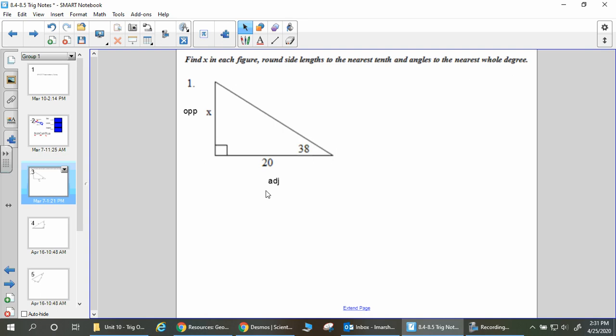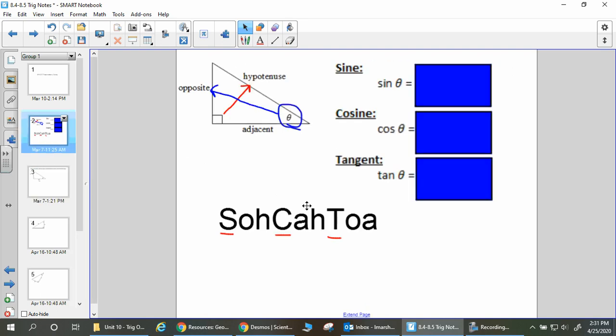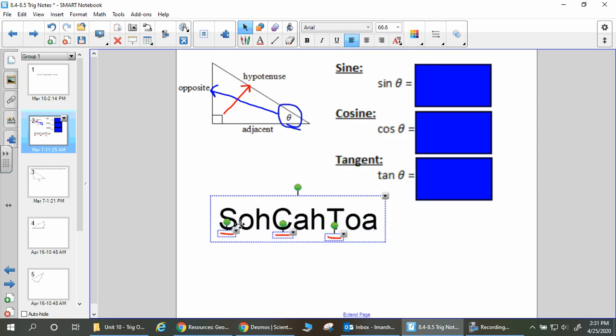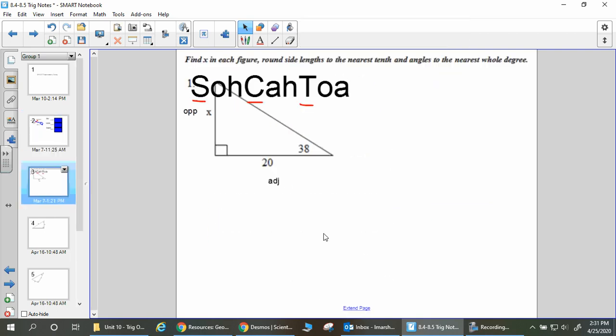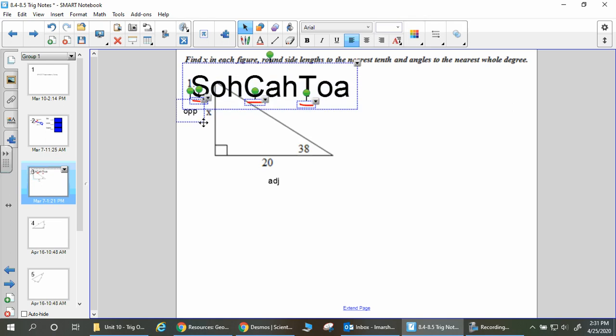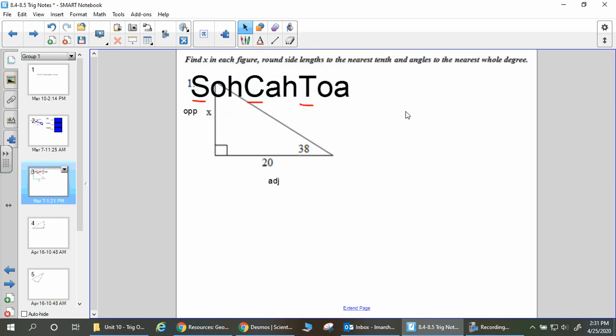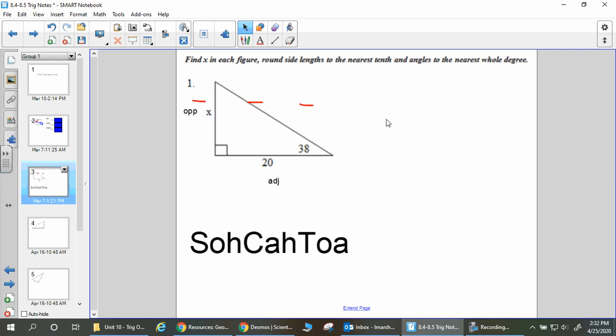If this is opposite and adjacent, I need to decide which of the three I use. So I'm going to click back here and sort of steal my SOHCAHTOA and put it on this side. So if I am deciding which one to use, right? Bring those with me. Then which one uses opposite and adjacent? Well, opposite and adjacent, that's tangent, right? These other two use the hypotenuse, so I have to use tangent.